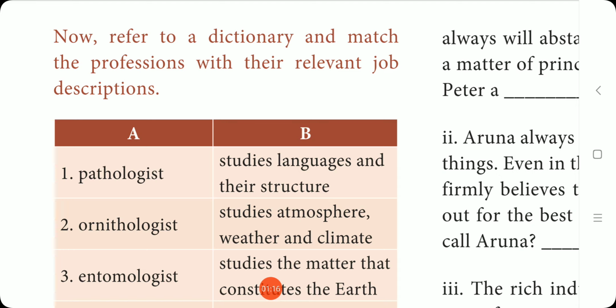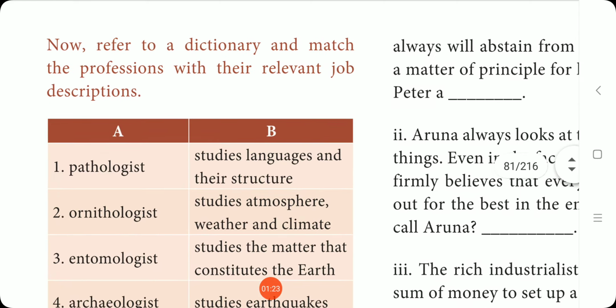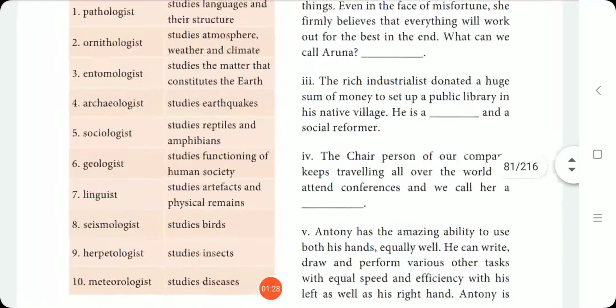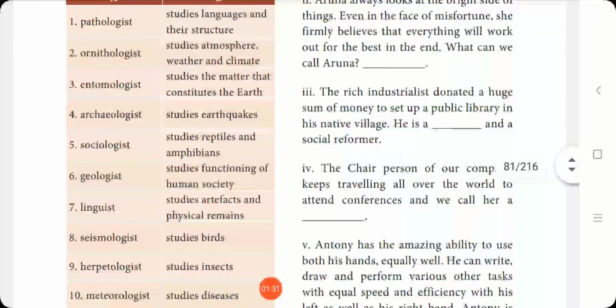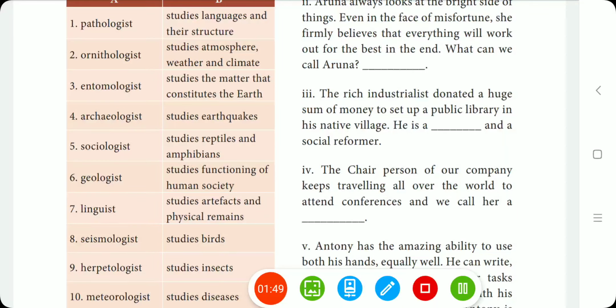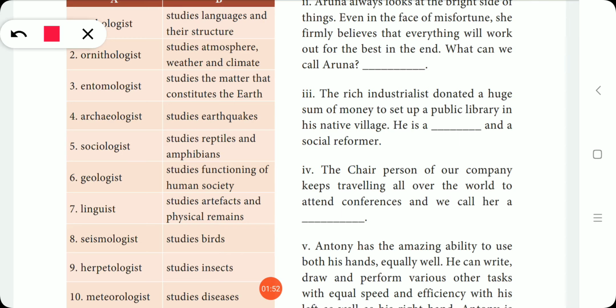Now refer to a dictionary and match the professions with their relevant job description. They have given a box: pathologist, ornithologist, entomologist, archaeologist, sociologist, geologist, linguist, seismologist, herpetologist, meteorologist. Now listen. Who is a pathologist?